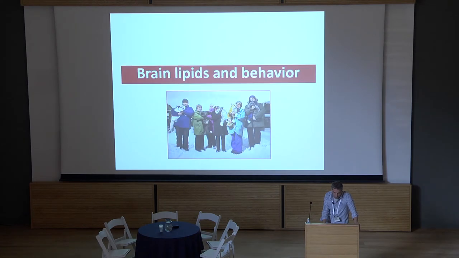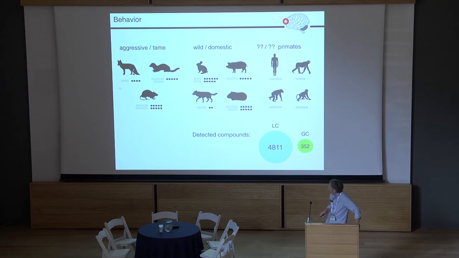I wanted to introduce something very crazy that we did. It's about brain lipids and behavior. There are foxes, minks, and rats from Novosibirsk, which were selected to be aggressive or tamed toward humans. And there are also species which were selected by our ancestors to be wild or domestic. Here you can see rabbits, pigs, wolves, and dogs, and, what is it, this kind of animal. My sister used to have one, but I forgot how they're called in English. You know what they are.